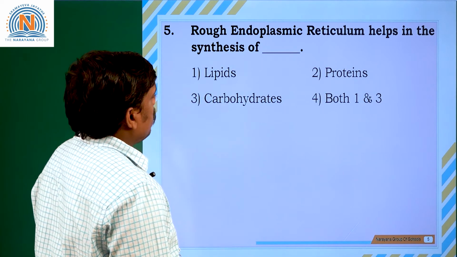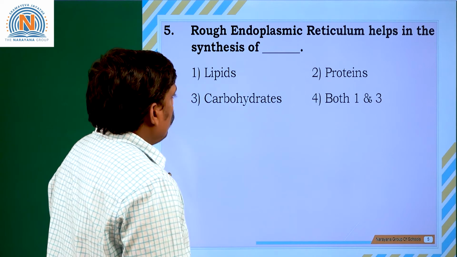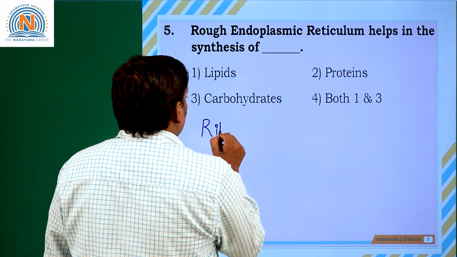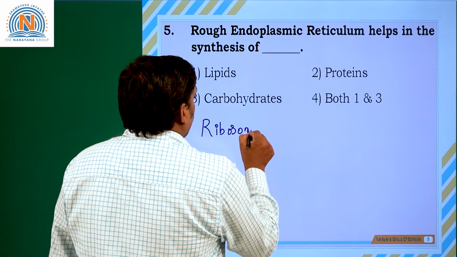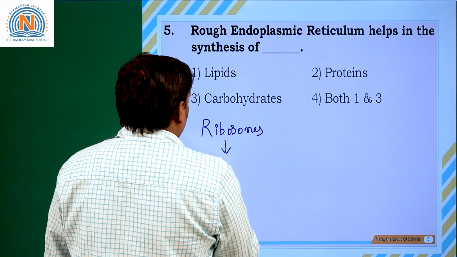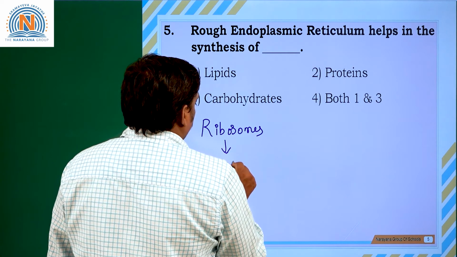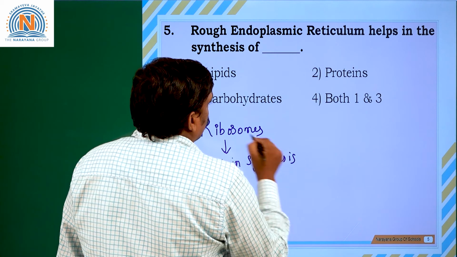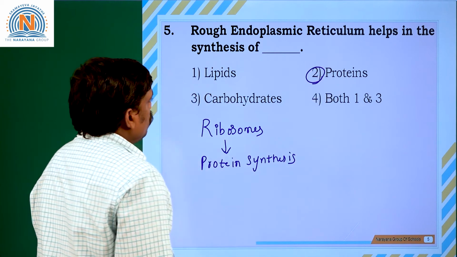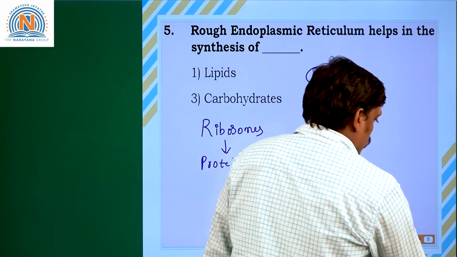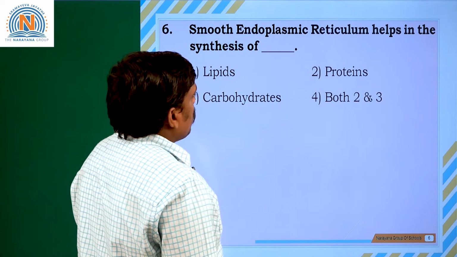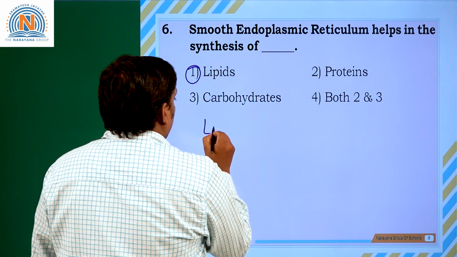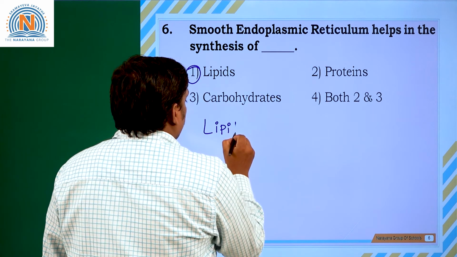Rough endoplasmic reticulum helps in the synthesis of. Rough endoplasmic reticulum basically contains ribosomes. These ribosomes help in protein synthesis. So the correct answer is option 2, protein synthesis. Going for next question. Smooth endoplasmic reticulum helps in the synthesis of. Definitely it is lipids. They help in the synthesis of lipids.